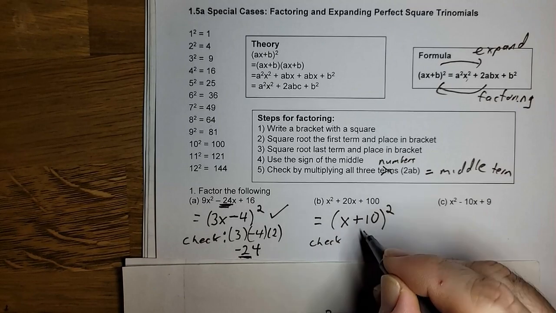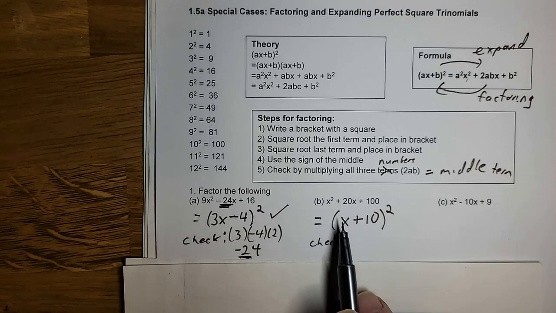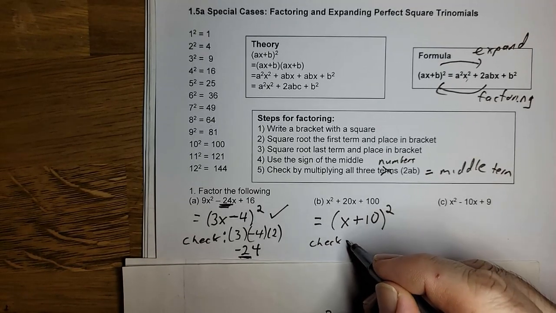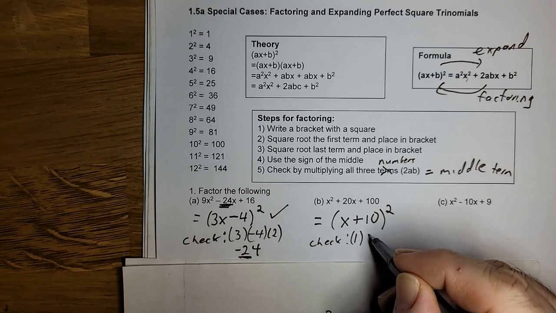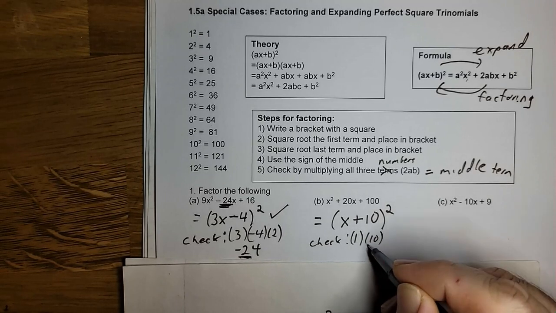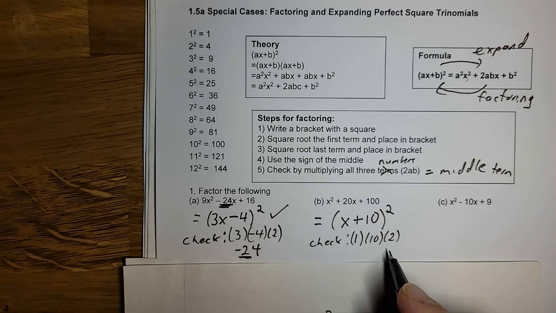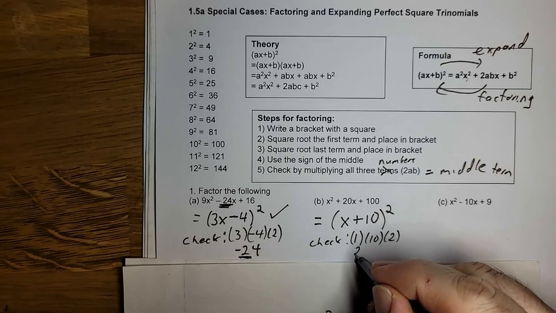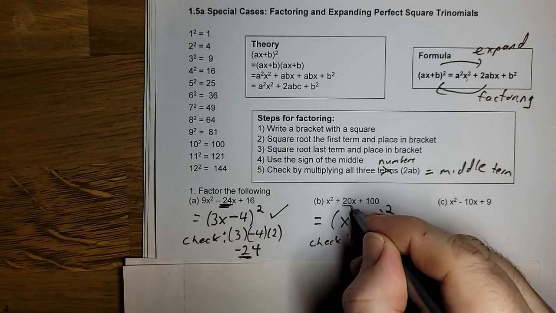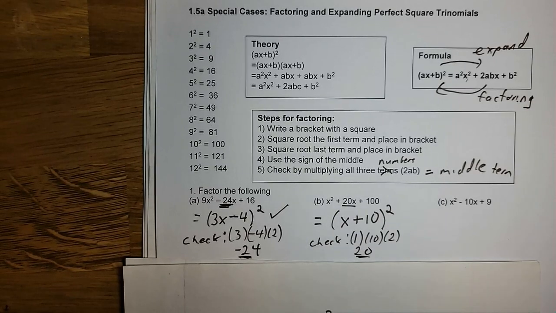Well, in this case, we can multiply. It's a 1, right? Because there's nothing there for the first one. You multiply a 1 times a 10. 1 times 10 times 2 is 20. Now, is that the middle? Yes. So that answer is correct. Do you have to show the check? No, but I recommend you do it every single time.